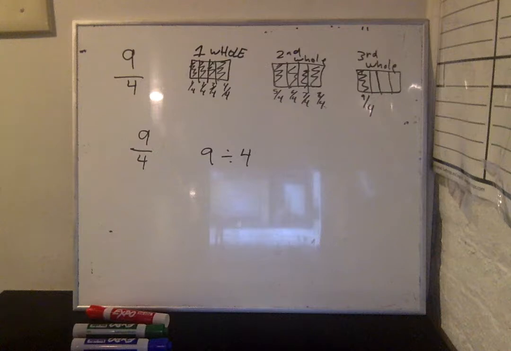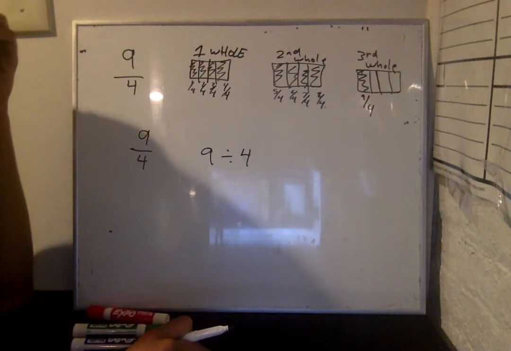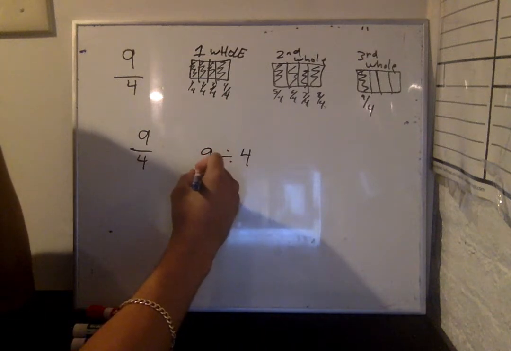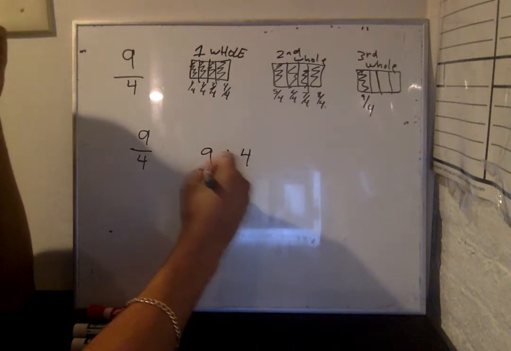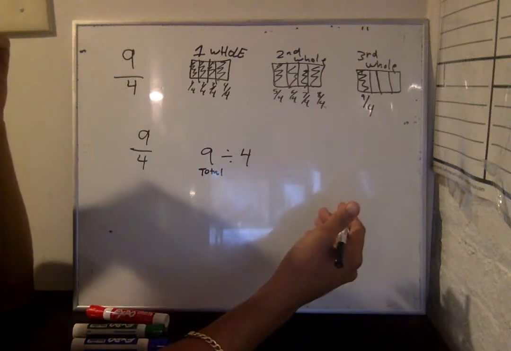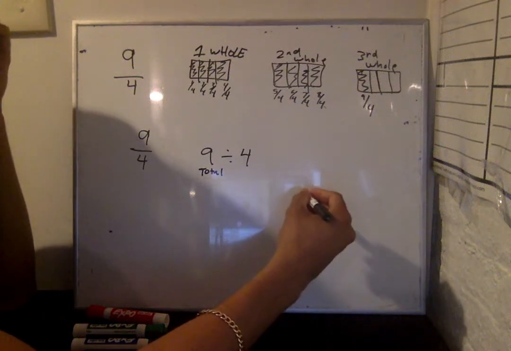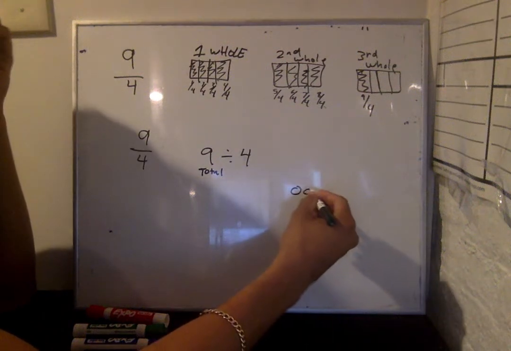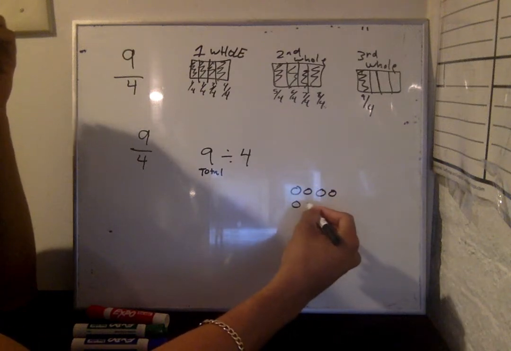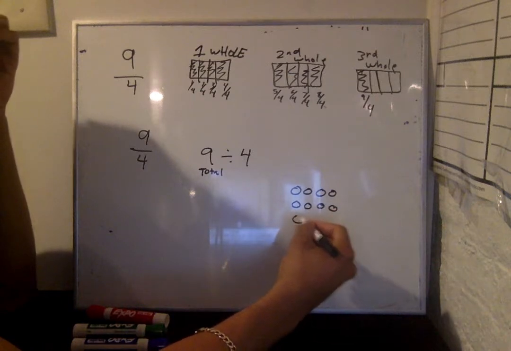We have already practiced dividing with the remainder. We practiced what that looks like. So let me show you. Remember, 9 is the total, and 4 is how many we need in each group. All right, so we're making groups of 4. So 1, 2, 3, 4, 5, 6, 7, 8, 9.